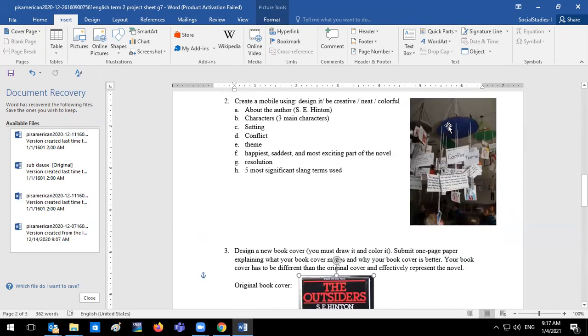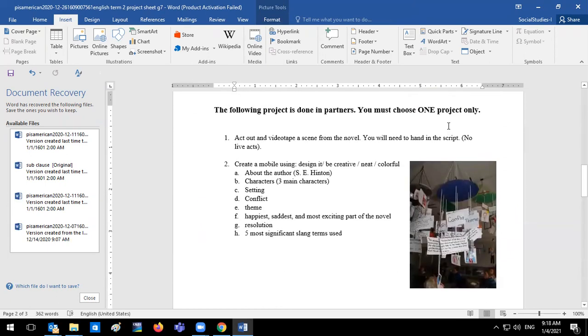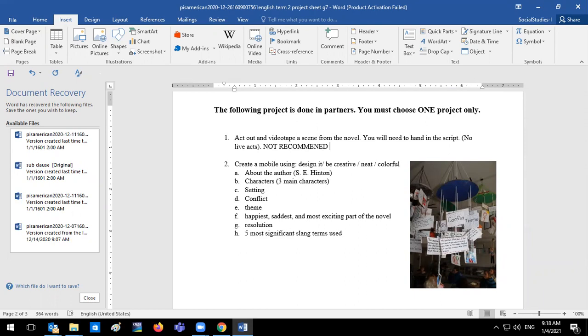Again, acting out a scene from the novel is going to be difficult because that would require you guys to meet, and I thought that maybe you could do it in school, but now since we're working from home, this is not recommended. In order to videotape a scene, you would have to work together or meet, and it's not a good time to be in contact. So I suggest not to work on number one type of project, which is creating a video.